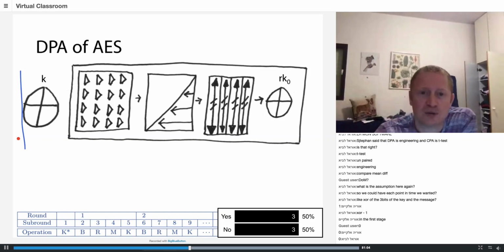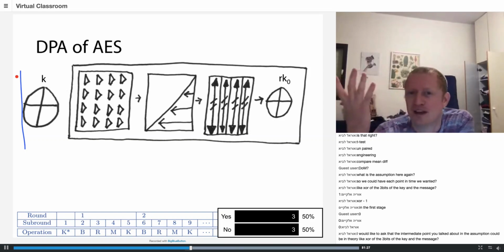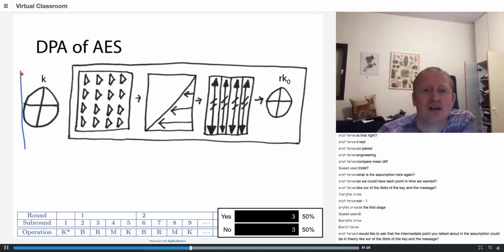So let's continue. Now the first thing I'm doing, could the intermediate point be a XOR of 3 bits of the key in the message? Yes, I'm just going over this all right now. This is what I'm doing literally right now. So this is a bad place to look at because the key is not playing a part at all. Now let's look at the next one.